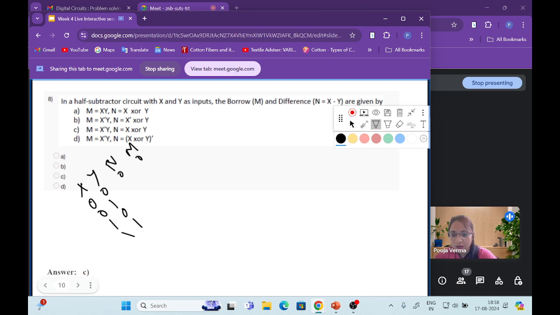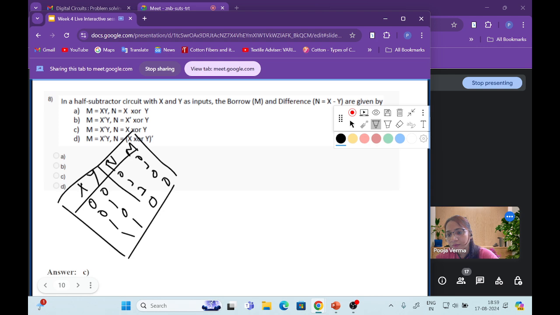And for 0 minus 1, from 0 we can't take the difference, so the difference will be 1, and there will be a borrow of 1 because we are taking it from the next stage. For 10, 1 minus 0 will be 1, and no borrow. 1 minus 1 will be 0, with no borrow. So from here we can see that this is the truth table of a half subtractor.